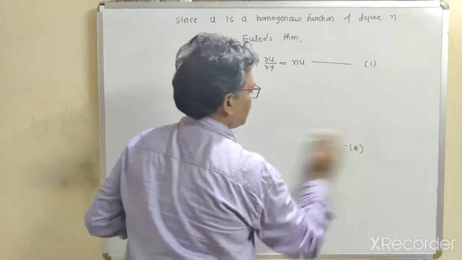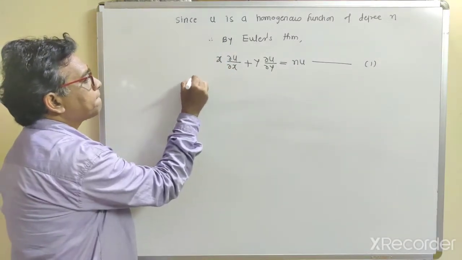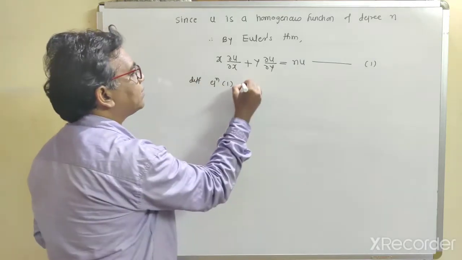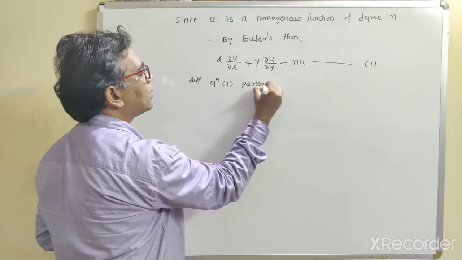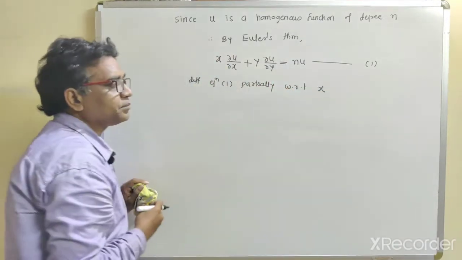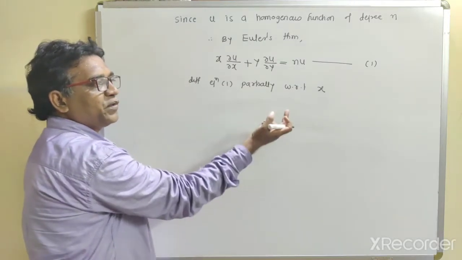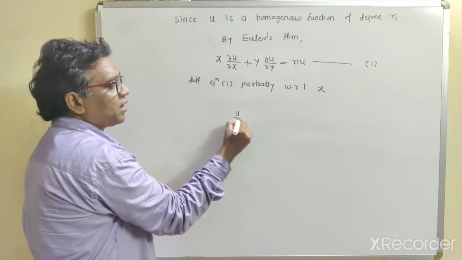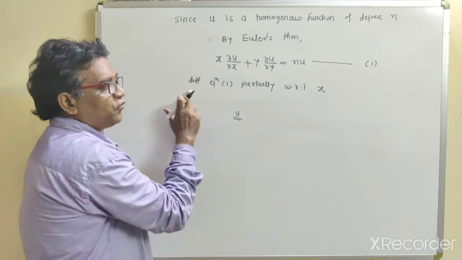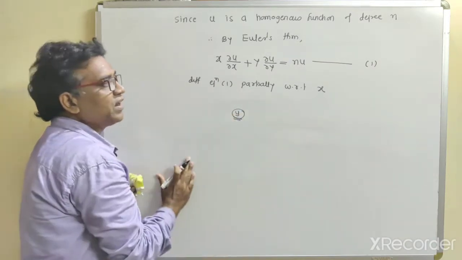So write down the first step. Differentiating equation 1 partially with respect to x. Now differentiation partially with respect to x means we have to keep the remaining variable y as a constant variable.